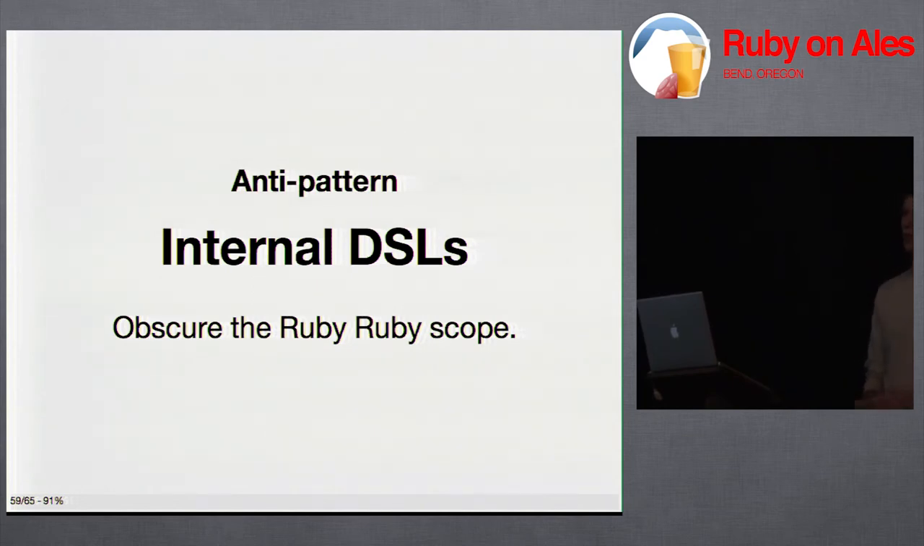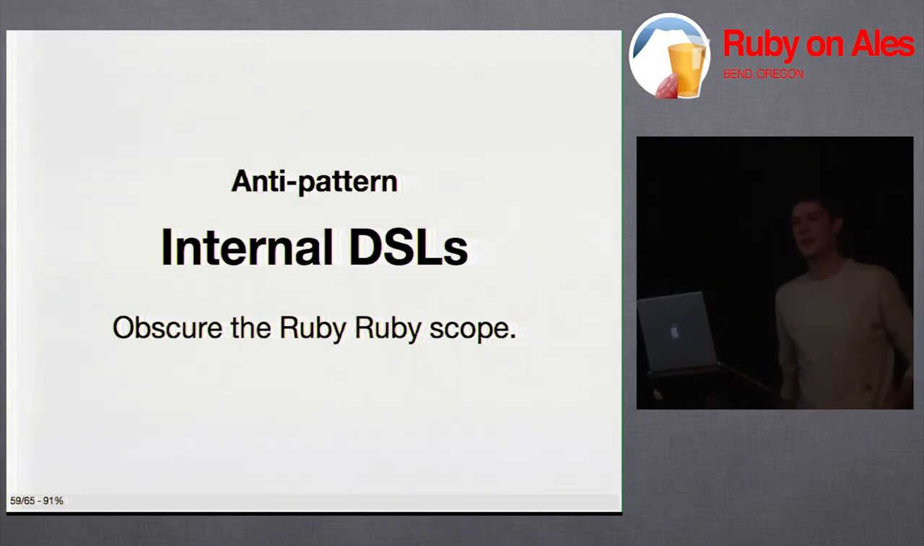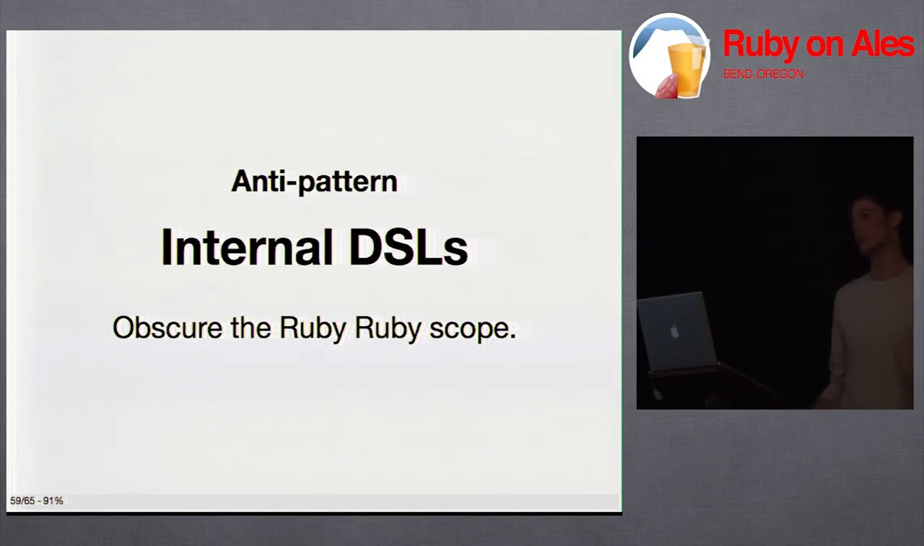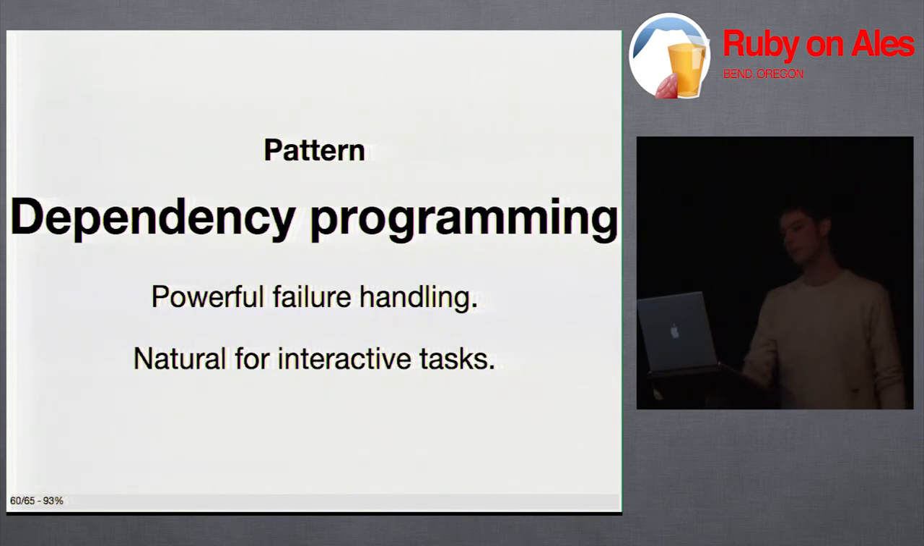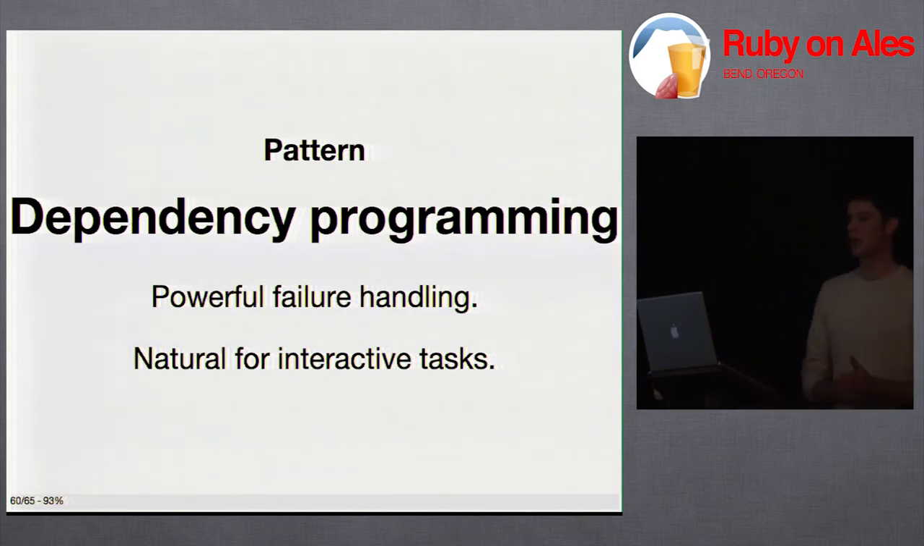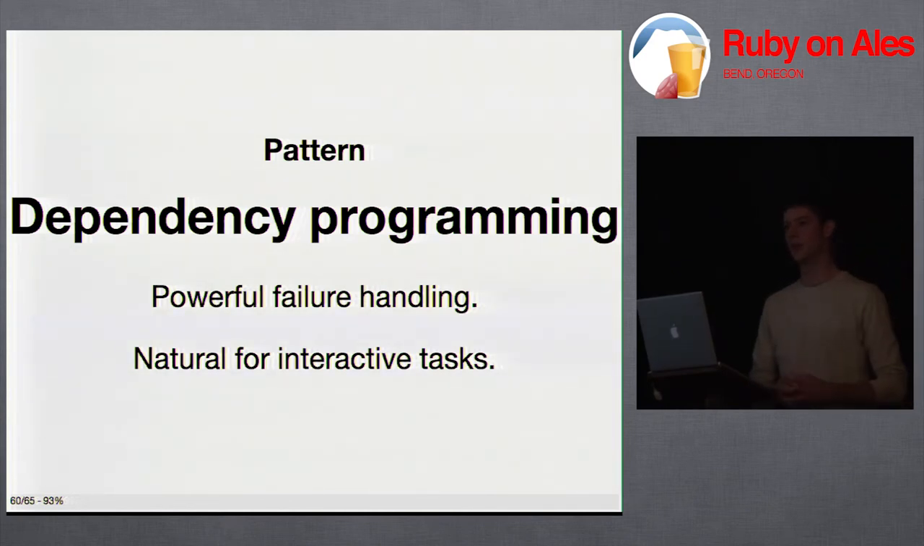It tends to obscure what's going on in the Ruby code, and it makes it very difficult to jump in quickly and maintain without a lot of time spent reading the entire code base. Dependency programming, like we see in Rake and Capistrano, is, I think, a great pattern for very convention-oriented failure handling that works especially well in straight line execution of a linear or a tree of dependencies. And it works very naturally for an interactive task like a build tool or something that if you squint just right could look like a build tool.